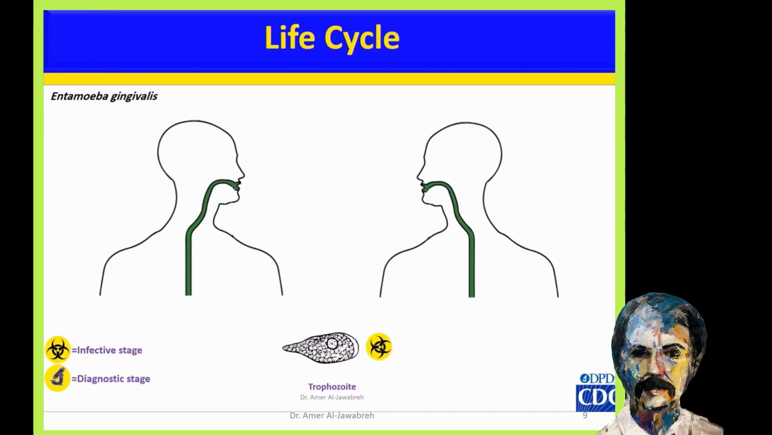Therefore, the method of transmitting this parasite is going to be a little bit different. Since we don't have a cyst, and the cyst is usually very hard and can resist the digestion in the stomach, it doesn't go down. Because what happens if this trophozoite goes down to the stomach? It's going to be digested by the stomach acids. Good for this parasite that it doesn't go down. It's all the time in the mouth. Therefore, the trophozoite is the infective stage and the diagnostic stage together.